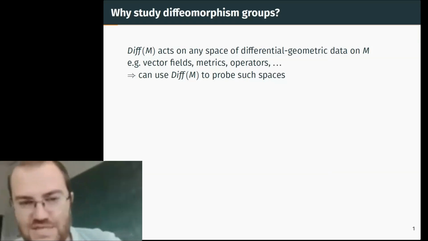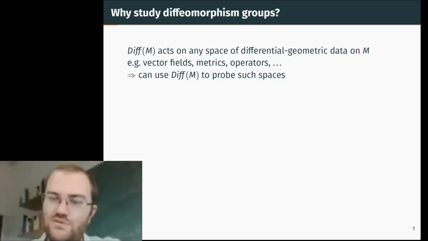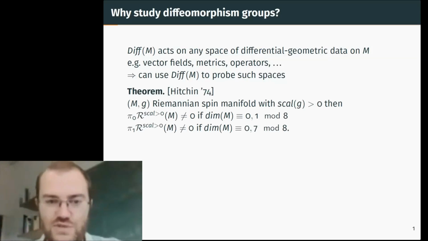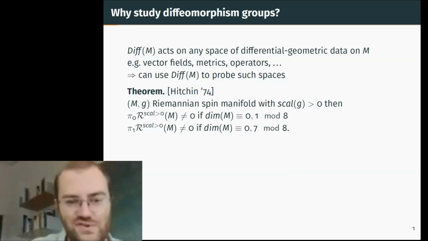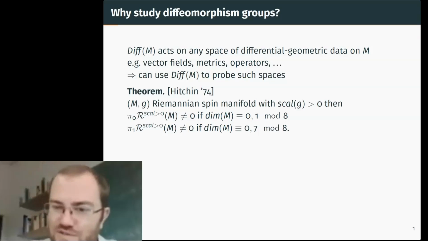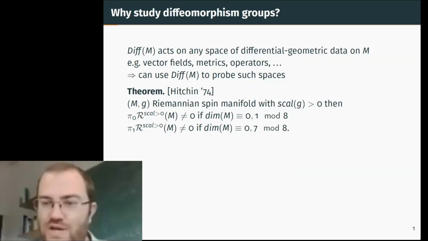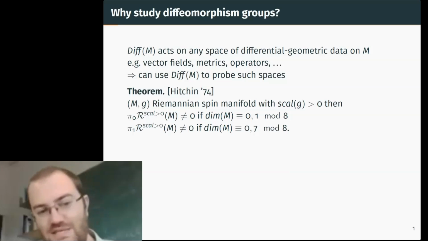From this point of view, I've mainly thought about spaces of Riemannian metrics, and let me tell you a few results from that direction. The first one is due to Hitchin, before I was born. It says, if you start with a Riemannian spin manifold of positive scalar curvature, then if the dimension of the manifold is 0 or 1 mod 8, then that space of positive scalar curvature metrics, that's what I mean by this notation here, Riemannian metrics of positive scalar curvature, is disconnected. So it can, and in fact has to, have more than one path component.